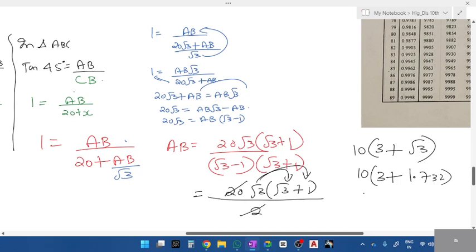Yeah, this is easy to calculate. 10 into what is 3 plus 1.732? 4.732. How much is 10 into 4.732? When you multiply, you get 47.32 meters.